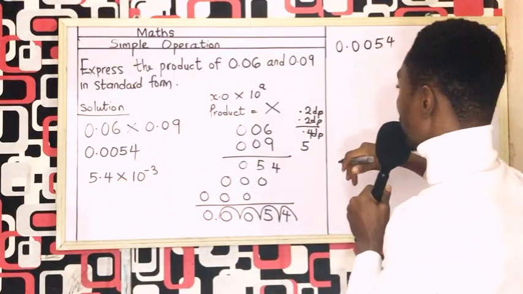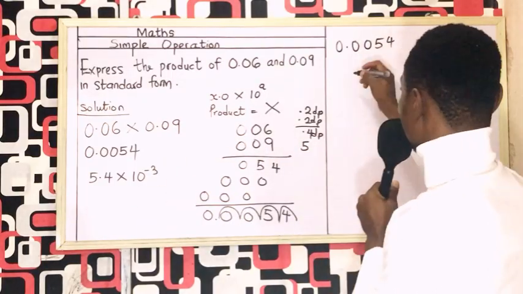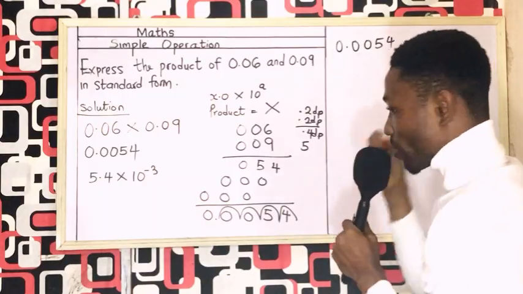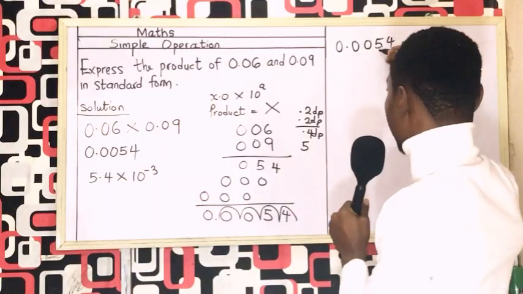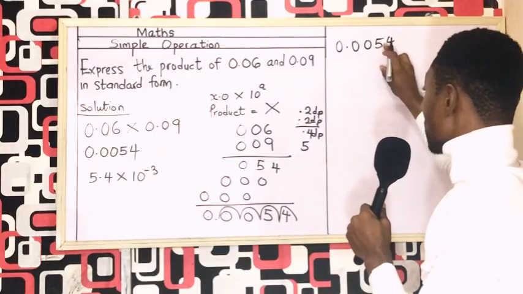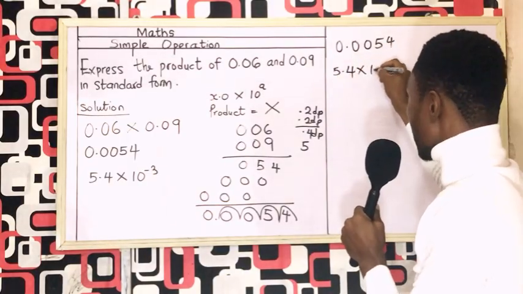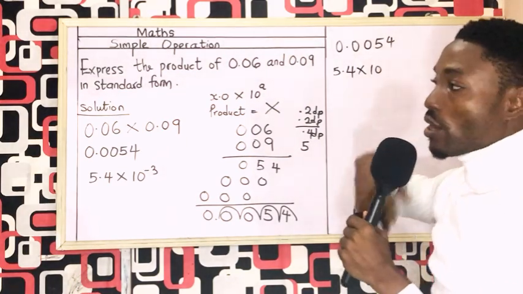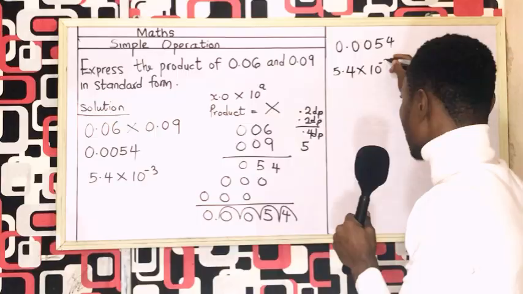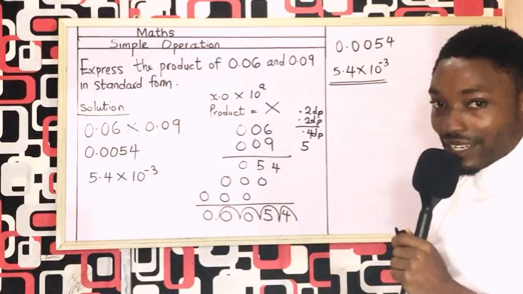0.0054. Convert it to standard form. To achieve this result, we move this point forward to after the first significant figure, which is 5. So 1, 2, and 3. It stops here, right? So that's 5.4 times 10. How many times did we move the point forward? That's 1, 2, 3. That's minus 3. This is what it means to keep your answer in standard form.